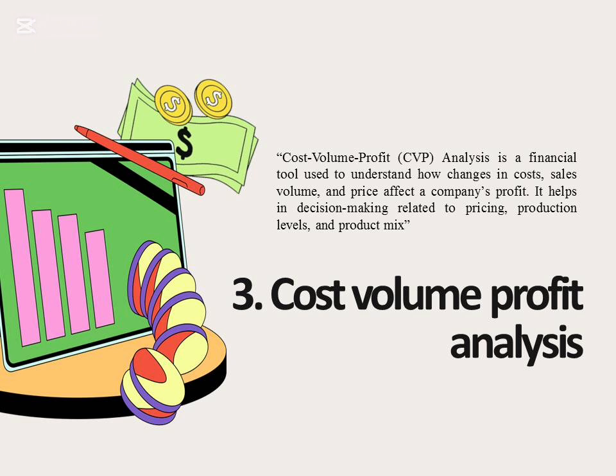CVP analysis mainly focuses on fixed cost, variable cost, contribution, and break even point. Using CVP analysis, management can decide the right selling price, the required level of production, and the best product mix. It is especially useful for planning and short term decision making. CVP analysis helps business control cost, plan profits, and improve overall performance.